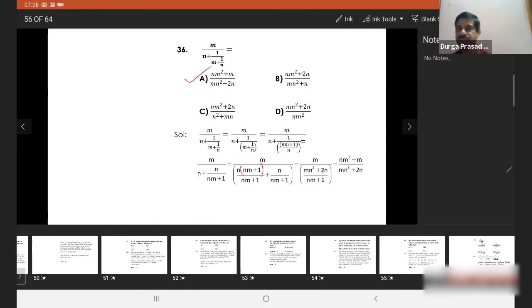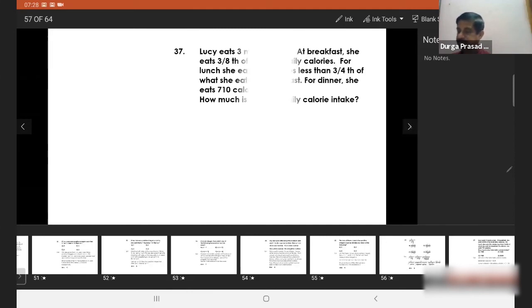Please note it fast, quick. This looks complicated, but it is very simple, children, because we are only taking LCM and simplifying, that's all. Right, let us go to the next question.